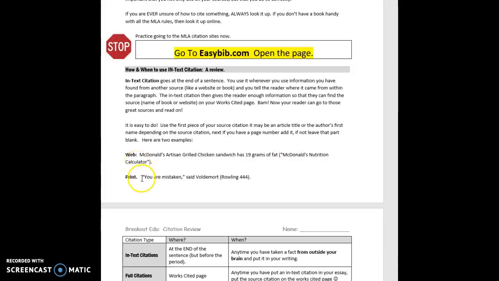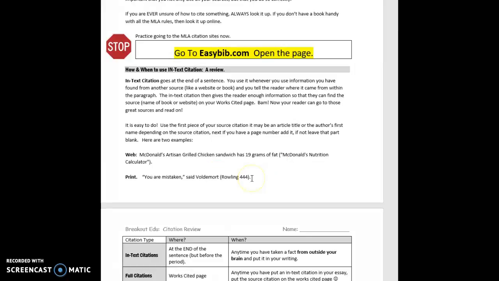Right, let's look at what you would use if you had a print source. I'm writing a book report about Harry Potter, and I found this quote, "You are mistaken," said Voldemort. Now, I didn't write that. It came from J.K. Rowling. I put just the author's last name, no first name, and the page number it came from. I don't put a P in front of it, just the page number. The reader assumes those numbers mean pages. I put it within parentheses and a period at the end.